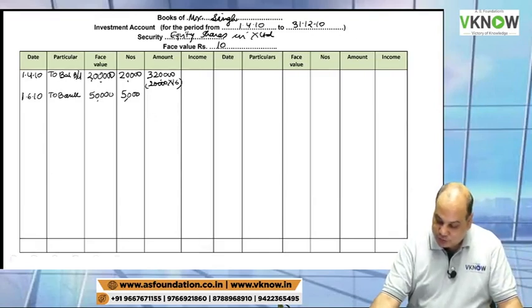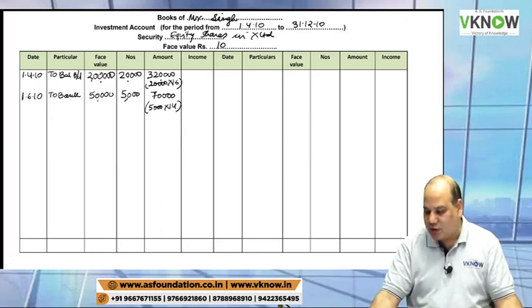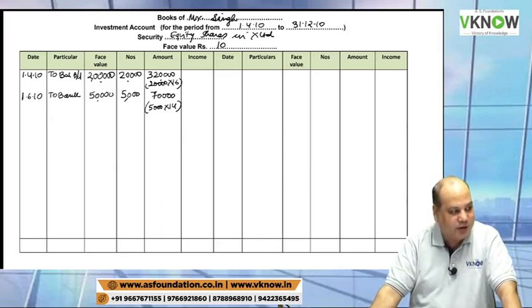So now what is the cost? 5,000 into 14, that is 70,000. 5,000 into 14. So keep writing.